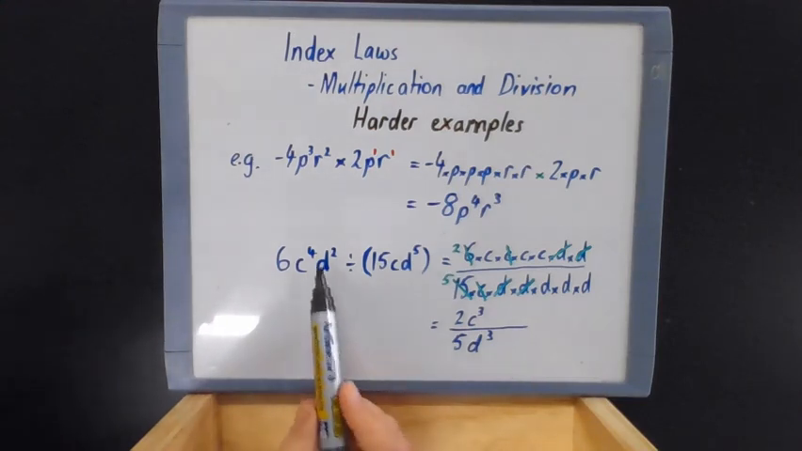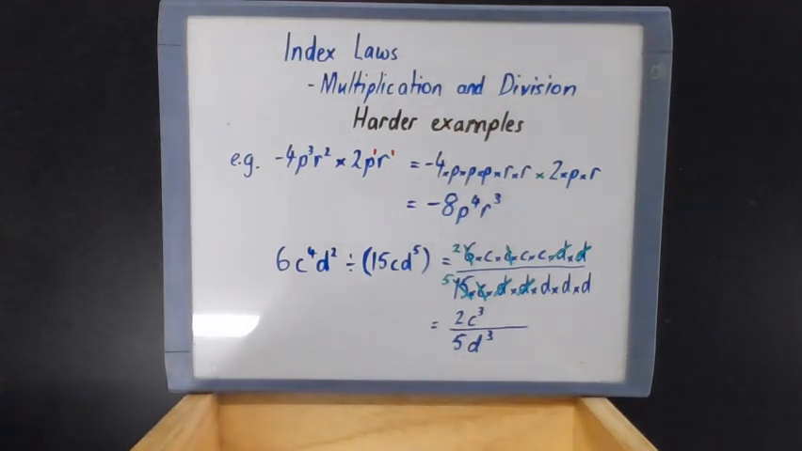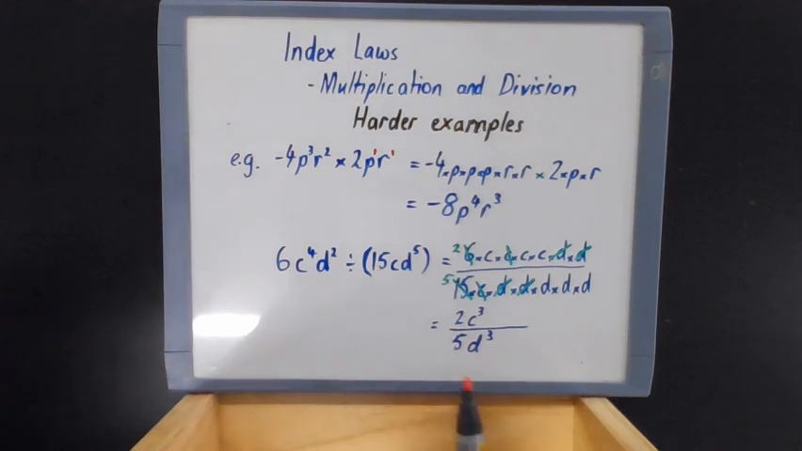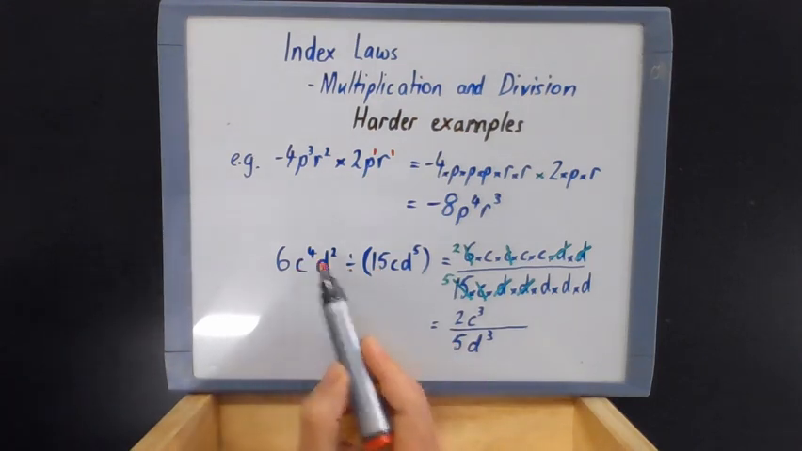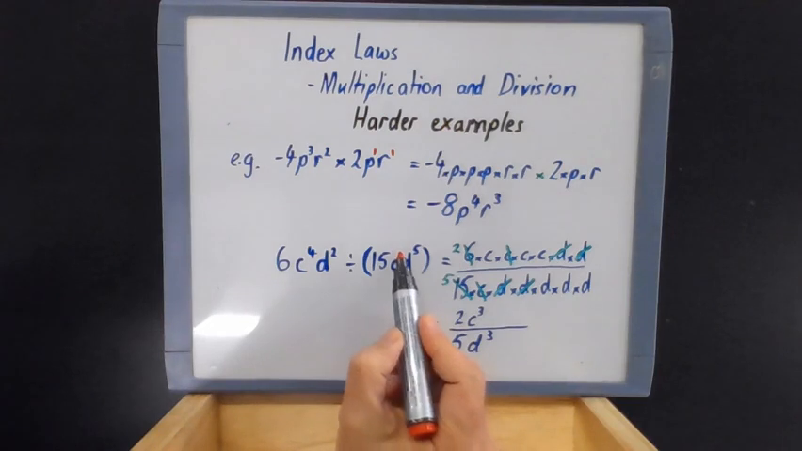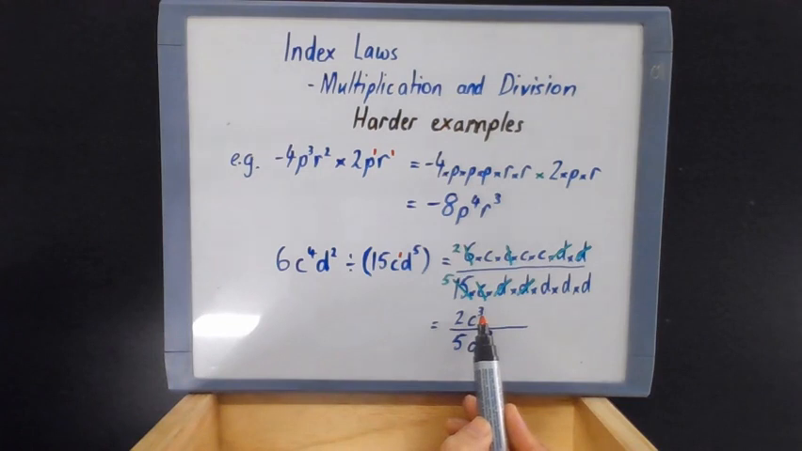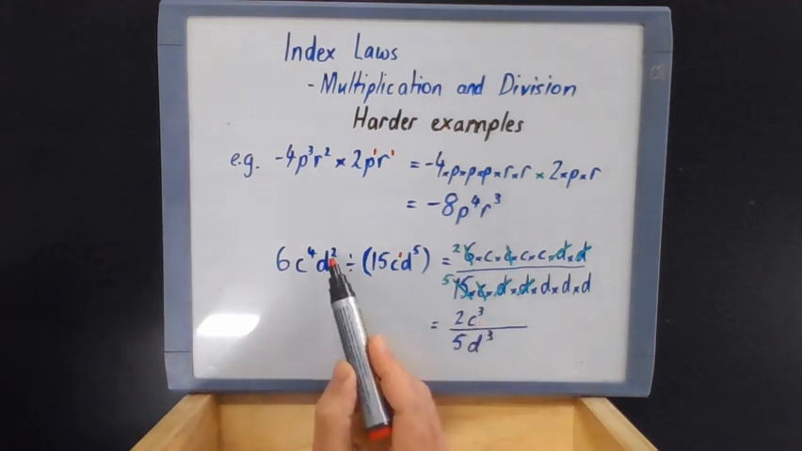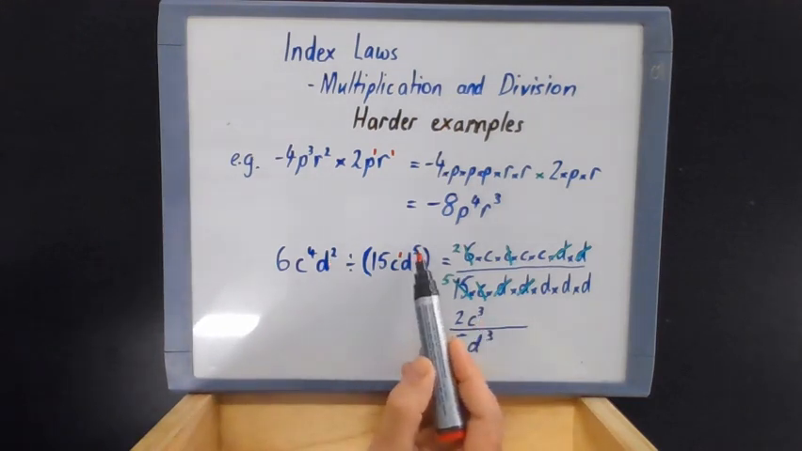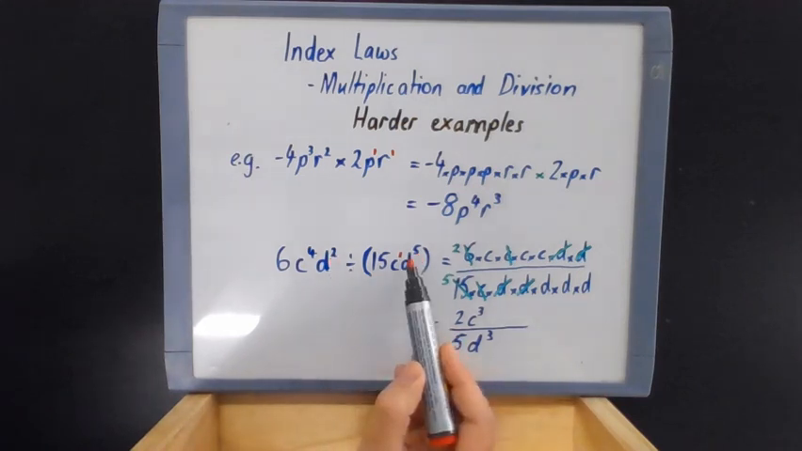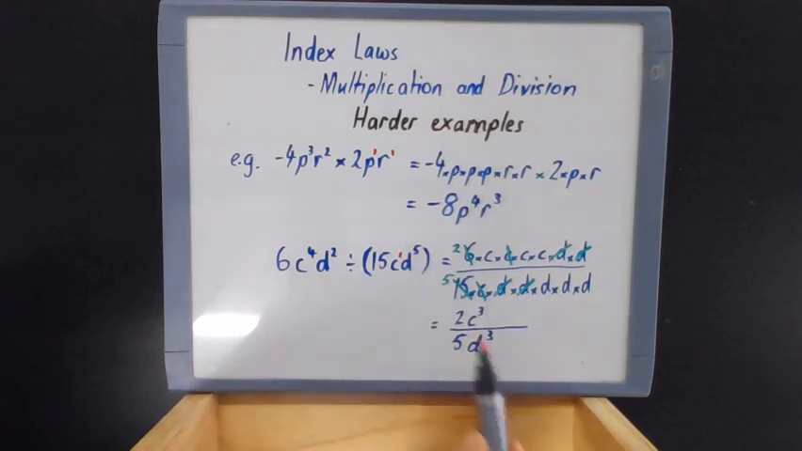We can see the shortcut though. If we were to look at the 6 divided by 15, put that in our calculator, it will simplify to 2/5. C to the 4 divided by C to the 1. 4 take away 1 is 3, so that goes up here. Then I've got D squared divided by D to the 5. Oh, the bigger number's on the bottom. So 5 take away 2 is 3. I'll put the 3 on the bottom because that's where the bigger number is.